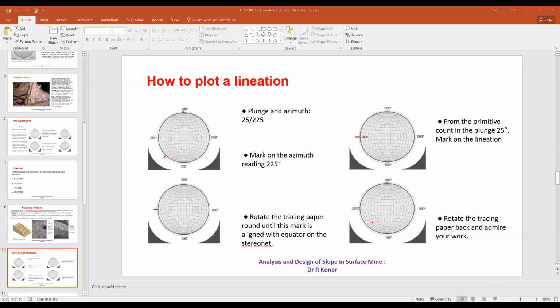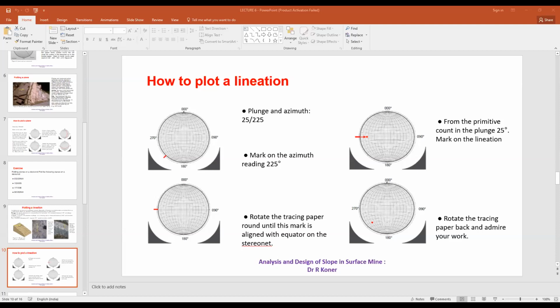Yes, now audible. Sir, in plotting a plane, first we mark the strike, and then we rotate our trace paper to coincide it with true north, and then we count the dip amount from the equator. But here we are rotating the trace paper until the mark is aligned with the equator, not true north. Yes, so this is the difference between the two, sir, plotting of lineation and plotting of plane.